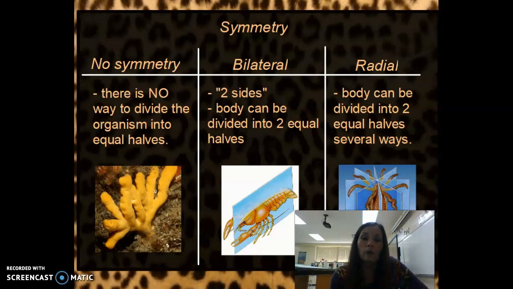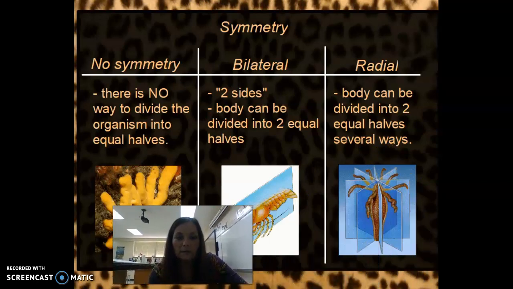Okay, now the other one that's kind of easy is no symmetry. Obviously, it's exactly what it says. There is no way you could divide that organism into equal parts. So that example there is a sponge, and there is no way that I could actually cut this sponge and have two equal pieces. Now, the last one is a little bit harder to understand for kids.